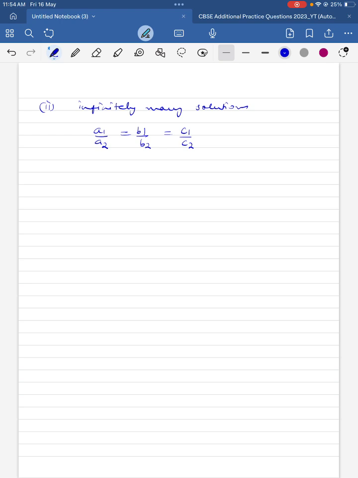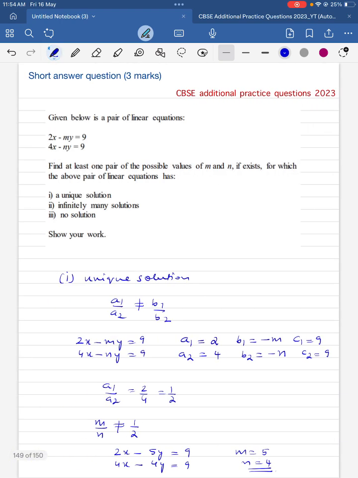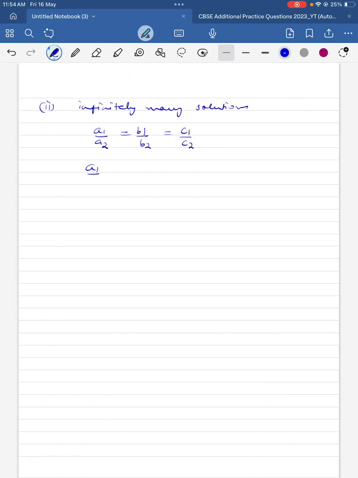From the two given equations, we know that a1 by a2 is 2 by 4, which is equal to 1 by 2. b1 by b2 is equal to minus m by minus n, which becomes m by n, and c1 by c2 is equal to 9 by 9, which is 1. Now you can see that a1 by a2 is not equal to c1 by c2 already. a1 by a2 is 1 by 2, whereas c1 by c2 is equal to 1. So these equations can never form infinitely many solutions for any value of m and n.